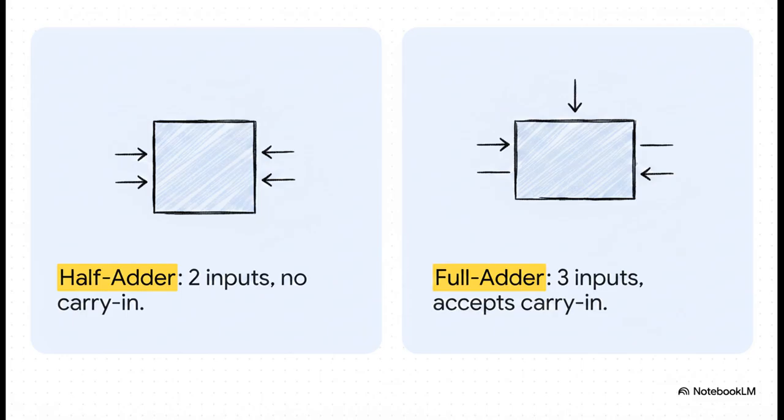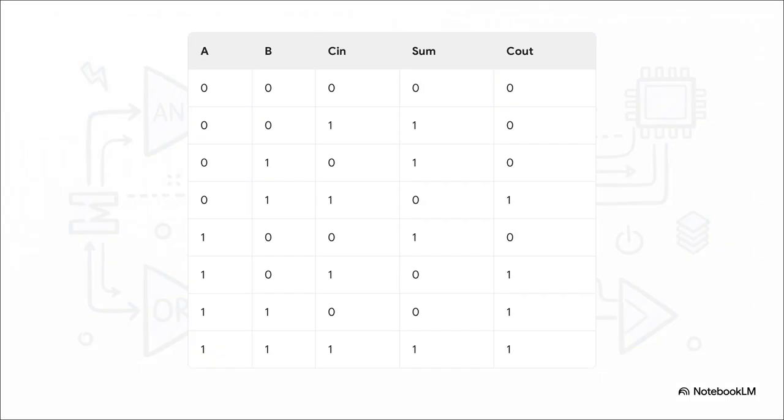The full adder takes 3 inputs instead of 2. It takes the standard bits A and B, but it also accepts a carry-in bit from a previous addition stage. This lets it seamlessly chain operations together. With 3 inputs, our truth table expands to 8 possible combinations. The logic gets a bit more complex. The sum acts as a parity check of the 3 inputs, and a carry-out happens whenever at least 2 of the inputs are 1.